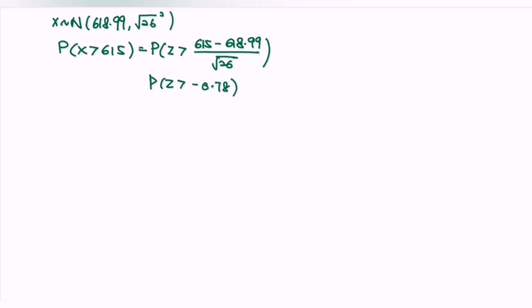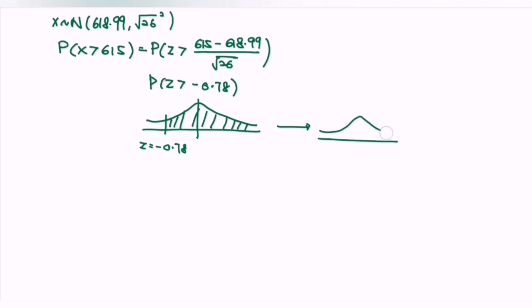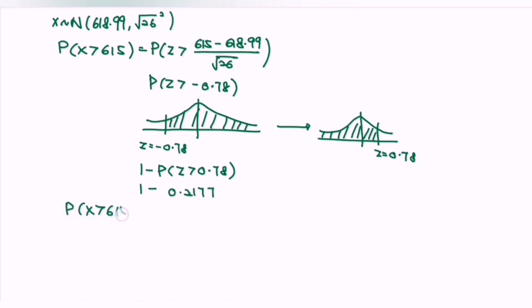So kindly refer to the diagram. We have Z equal to negative 0.78. The region will be this part. So based on the table, we have to reflect the situation. And here we have the Z 0.78, and here will be the region. Rewrite the formula: 1 minus the probability that Z is greater than 0.78. Kindly refer to the table. We have 1 minus 0.2177. So the probability that X is greater than 615 is equal to 0.7823.